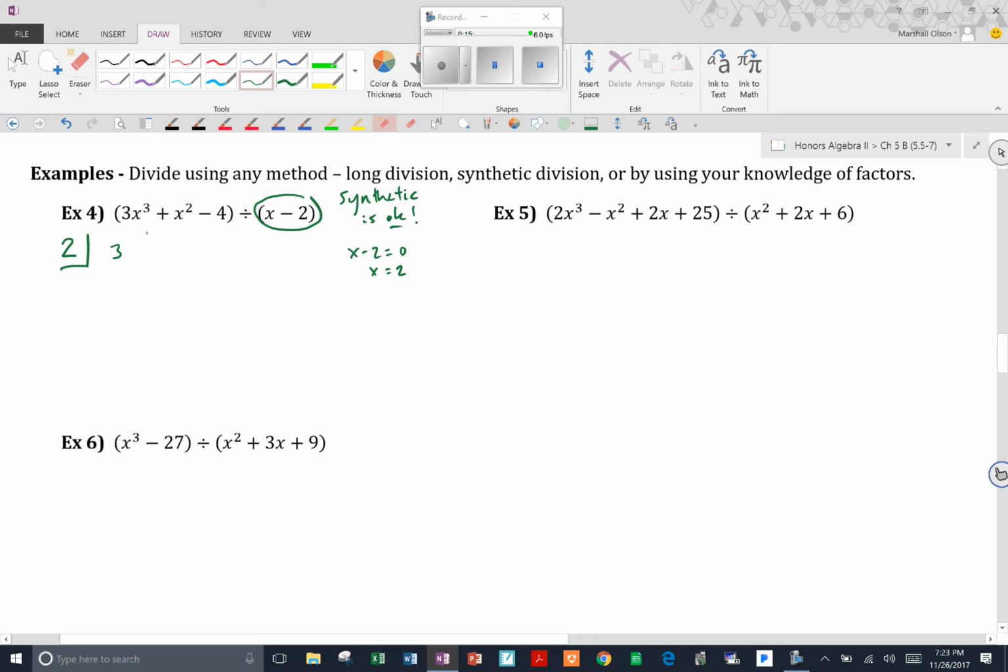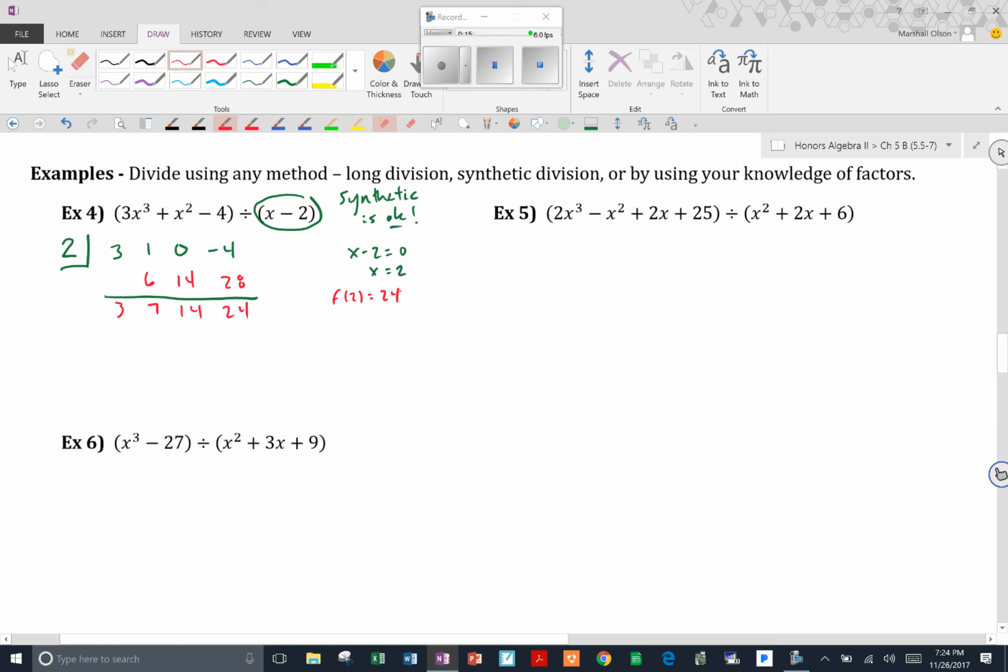So I put my 3, 1. Oh, there's no linear term, so I have to put a 0, and then negative 4. And then we do our synthetic division. Drop the 3, multiply, add them up, multiply, add them up, multiply, add them up. Okay? It's not a 0, because we did not get a 0 right there. In fact, what we just found out is f of 2 is 24.